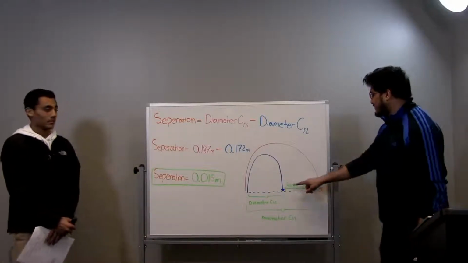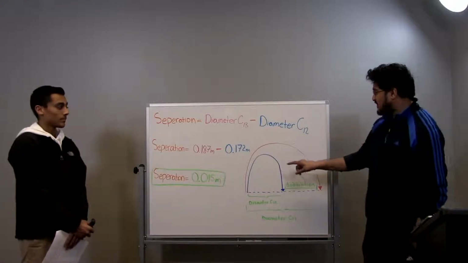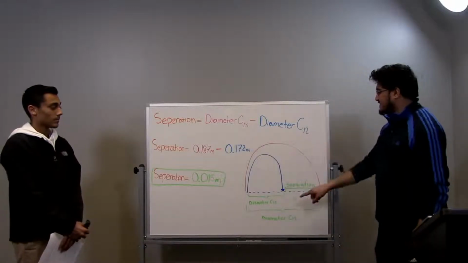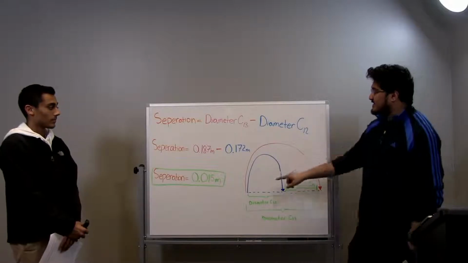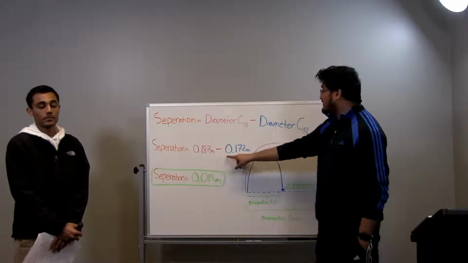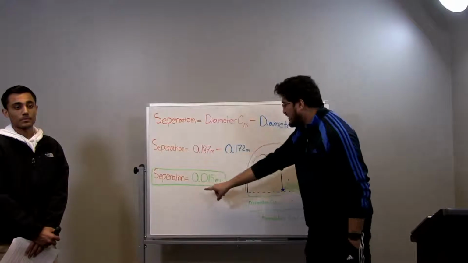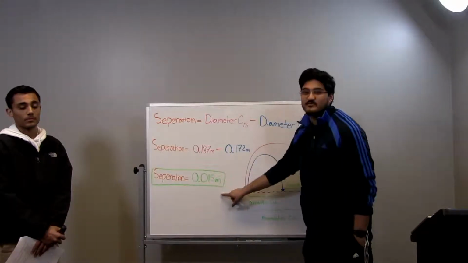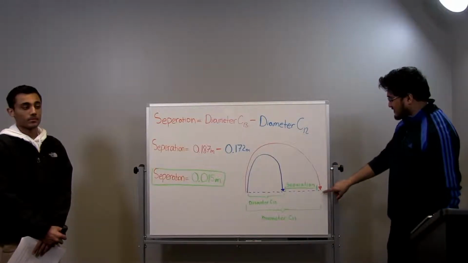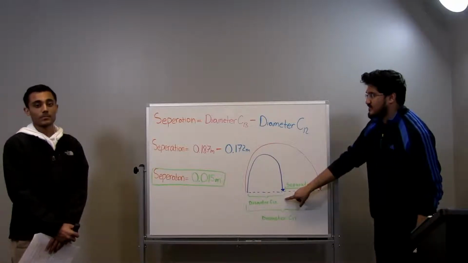Now that we have solved for the diameters, we need to solve for the separation between the two. We take the larger diameter, the diameter for carbon-13, minus the smaller diameter, the diameter for carbon-12. The separation is 0.187 meters minus 0.172 meters, and we get a spatial separation of 0.015 meters. That will be the separation between the flight paths of the diameter of carbon-13 and the diameter for carbon-12.